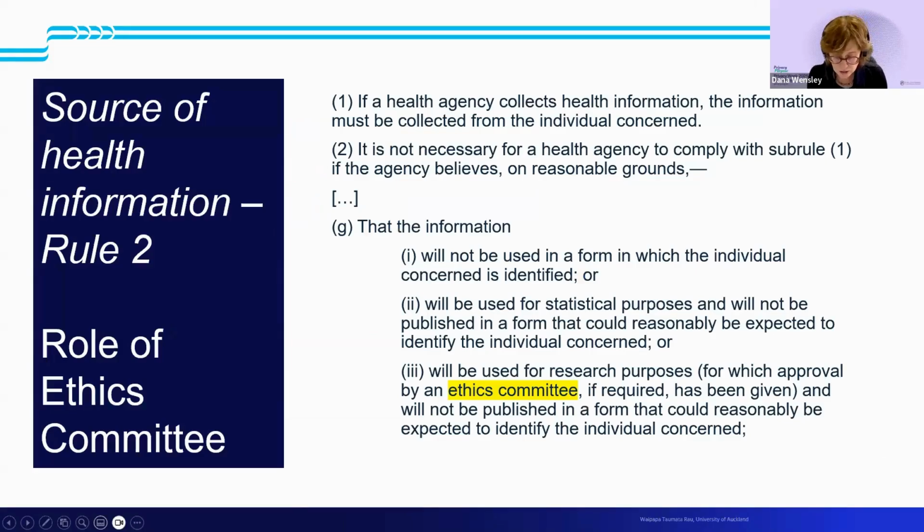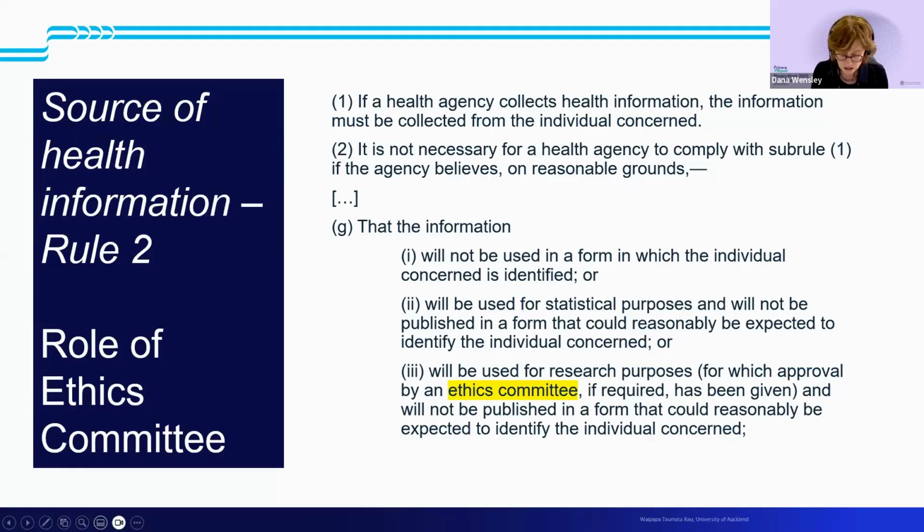So let's turn to look at the specific requirements of the Health Information Privacy Code. We'll start with Rule 2. In Rule 2, we see the role of the ethics committees in enabling health information to be collected for research purposes other than from the individual concerned, if approved by the ethics committee. Now, a recurring theme of the code is that there's a proviso: this can be approved as long as it will not be published in a form that could reasonably be expected to identify the individual.